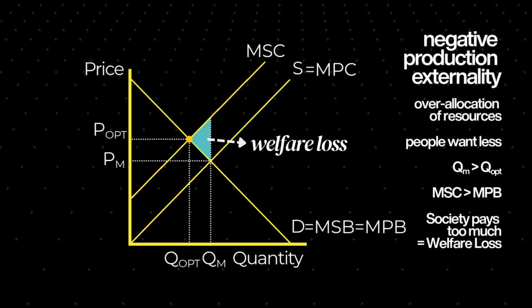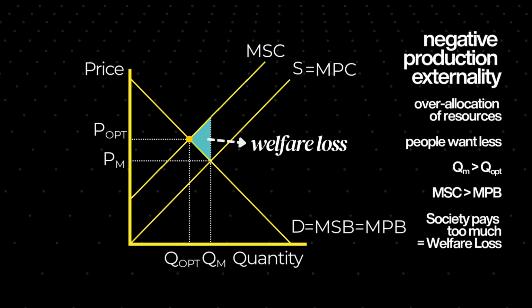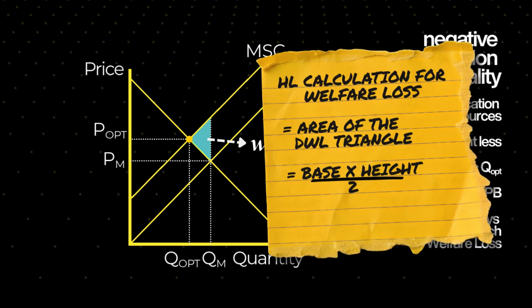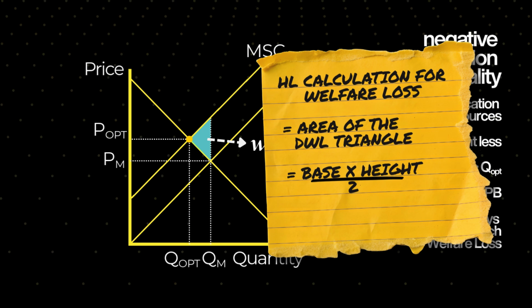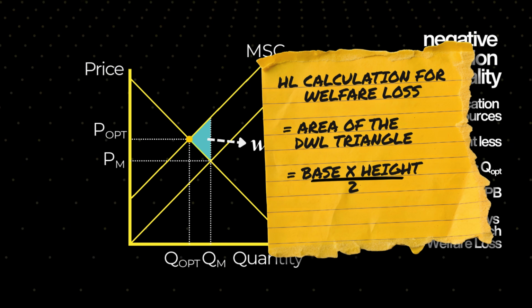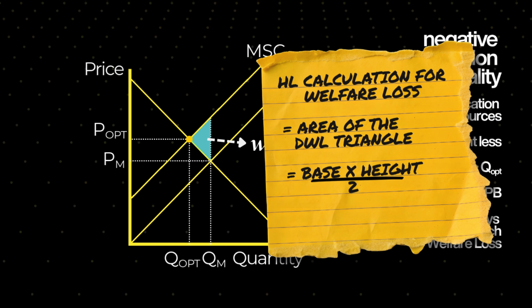And for you HL students, you'll need to be able to calculate the amount of welfare loss, which is really easy because it's just the area of that triangle. So you can use the formula of base times height divided by 2. Easy peasy lemon squeezy. Okay, so hopefully you got all that.